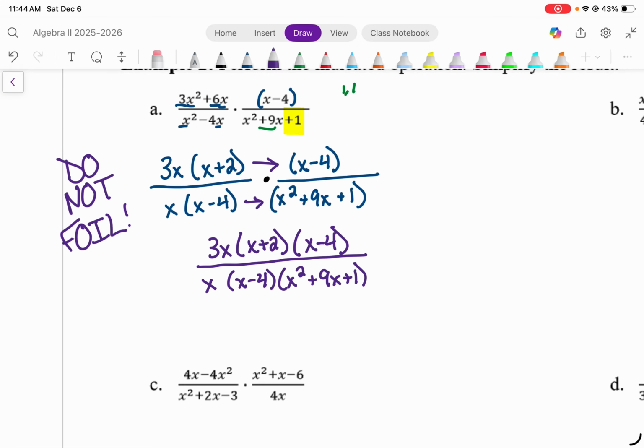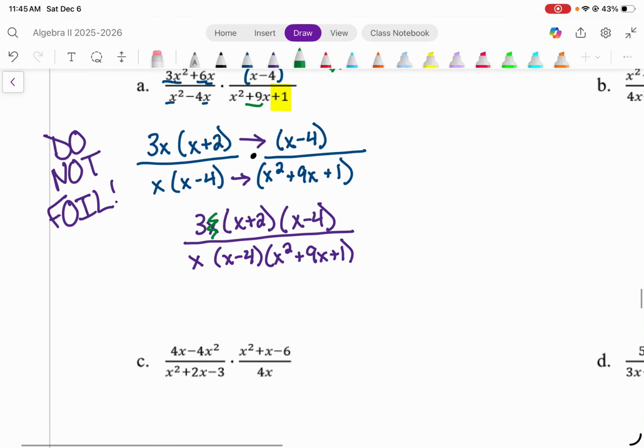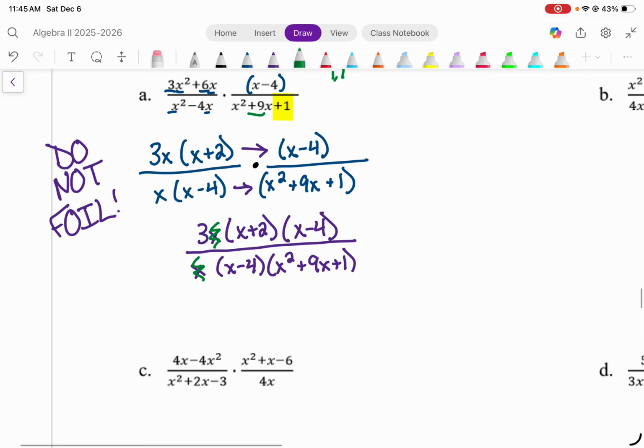So we factored, we multiplied, the last thing is to simplify. When you simplify, you are going to find common factors, or common parts that are being multiplied together. In this, both the top and the bottom have an x. Those will simplify with each other. Then both the top and the bottom have an x minus 4, so those also simplify with each other.